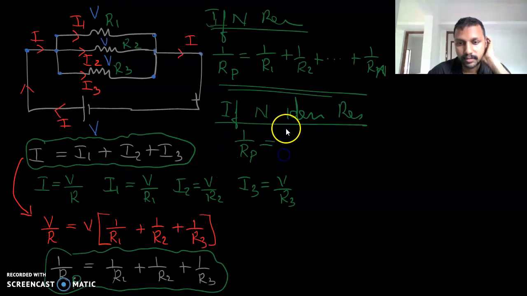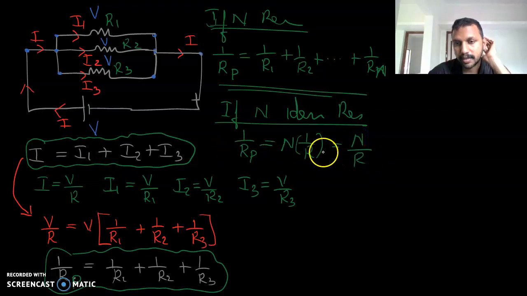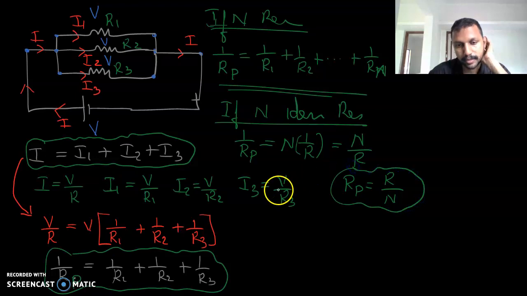1 by Rp is equal to n times of 1 by R. That means n by R. And since 1 by Rp is equal to n by R, we could write Rp is equal to R by n. This is the formula that we have to remember in parallel combination.